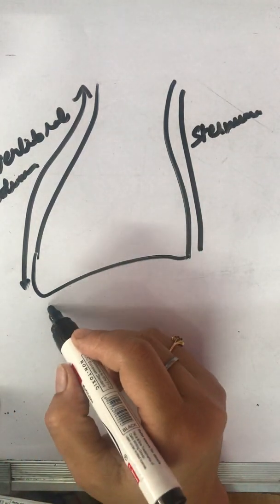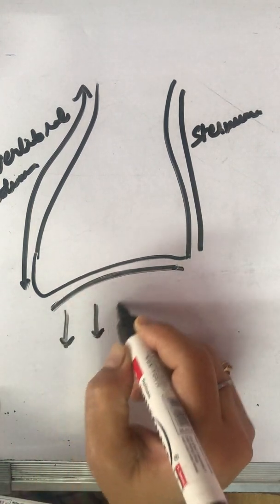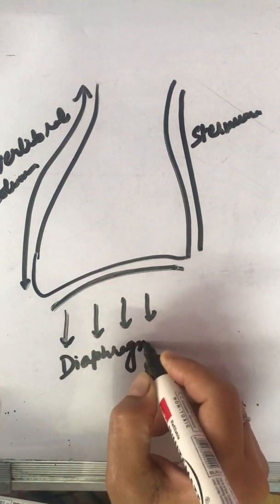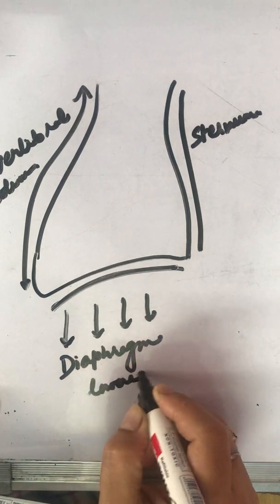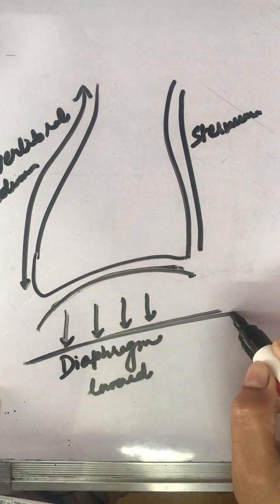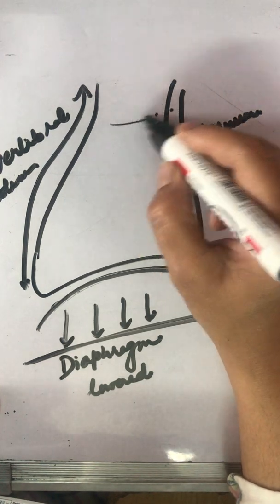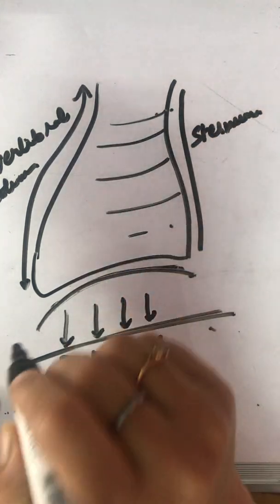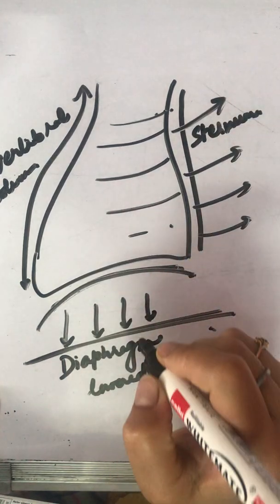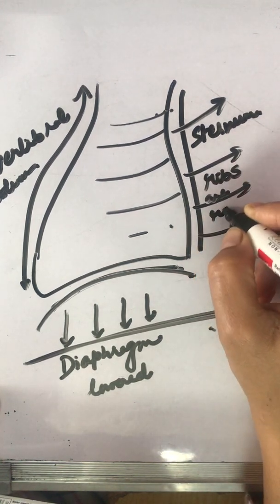And here is the diaphragm. What will happen? The diaphragm gets lowered. From its dome shape it will get flattened. Then, because of the intercostal muscles which are here in between the ribs, it will move upward and outward. So this means the ribs are raised.